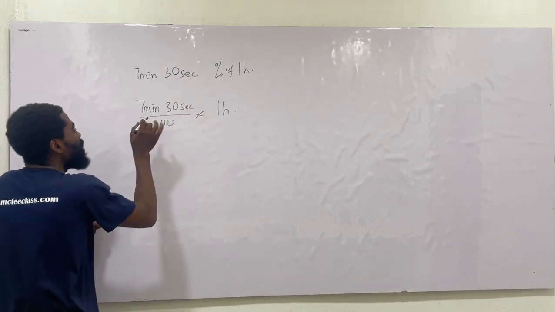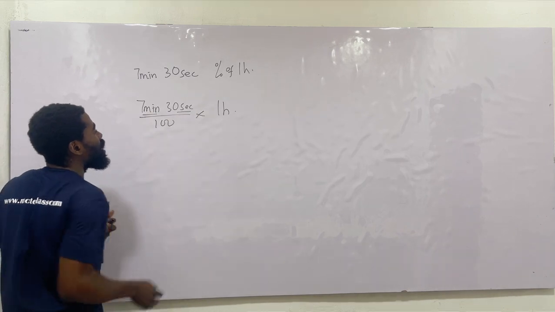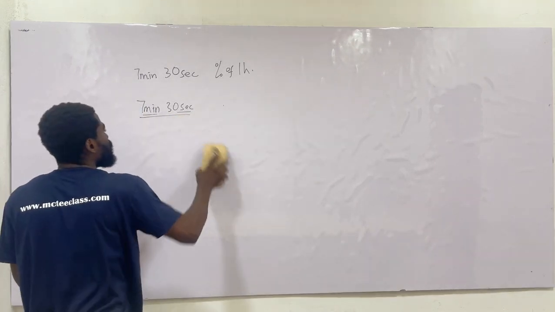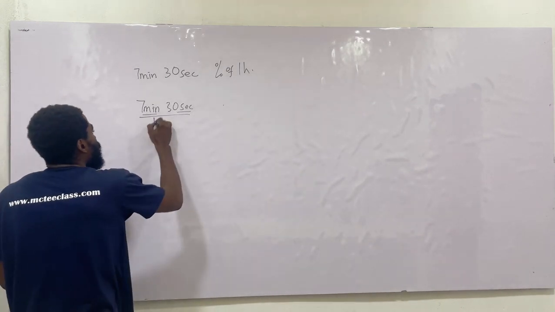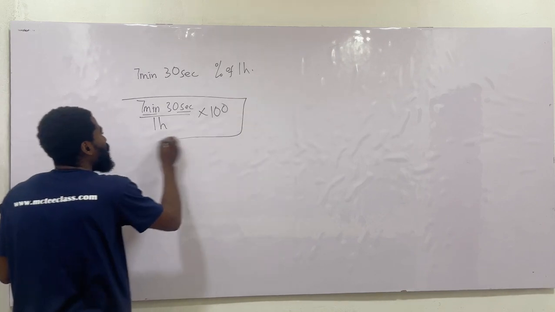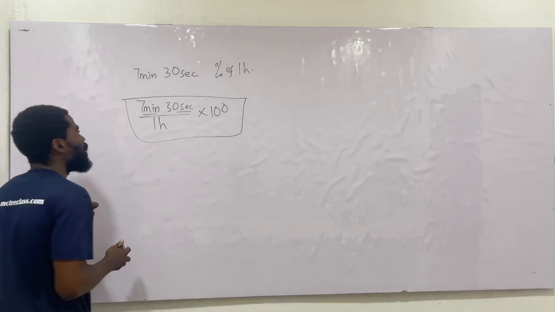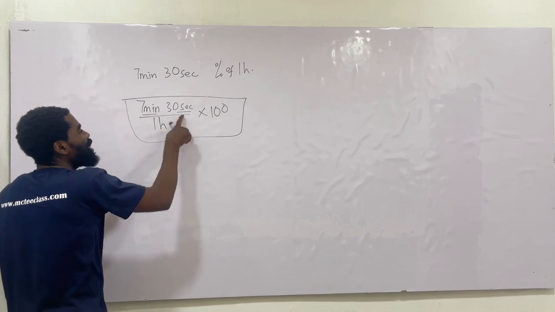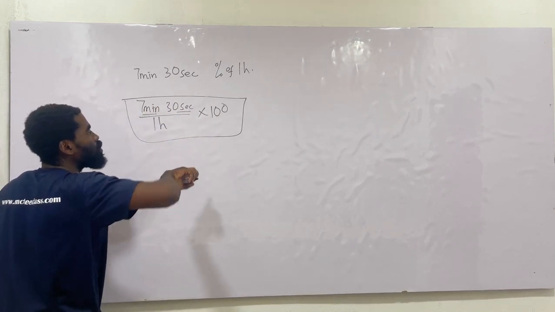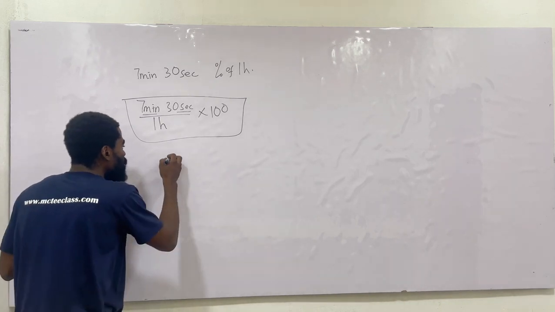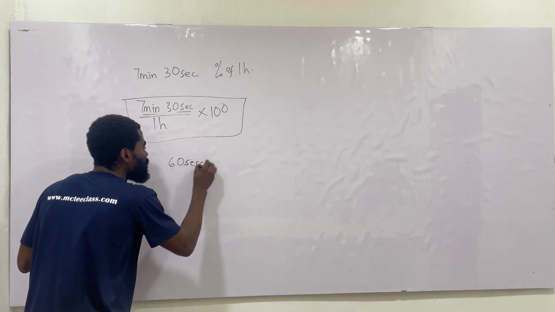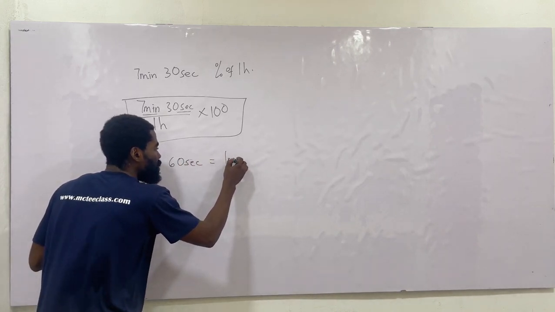Okay, but you see in math, when the units are different, we can't work. And as a percentage, you have to multiply by 100. So this will give me this over 1 hour times 100 as a percentage. So this is how my expression should be. We are going to change all these to seconds because that's the smallest unit here. So I'm going to change 1 hour to seconds and 7 minutes also to seconds. We know that every 60 seconds equals 1 minute.